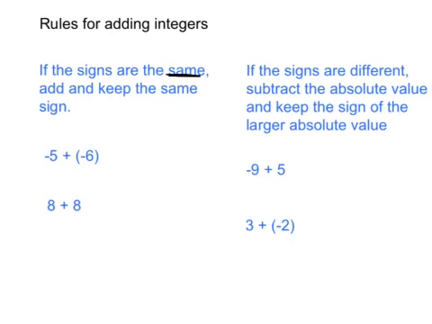If the signs are the same, add and keep the same sign. It's that simple. You just add the numbers, and if it's a positive, it's a positive. If they're negative, you leave it negative. In this first example, -5 plus -6. Both are negative. We add our numbers, which is 11. Since they're both negative, it stays a -11.